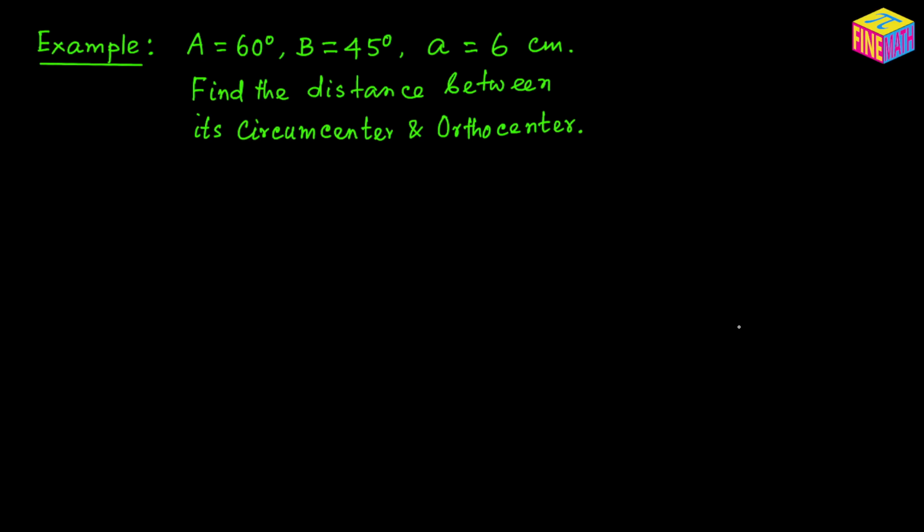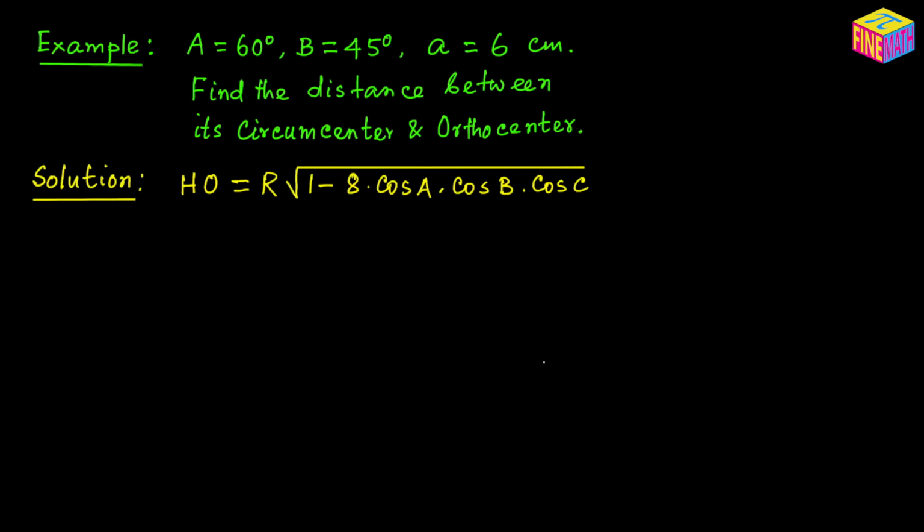Let's suppose we have an example like this. For a triangle, we have been provided with two interior angles. Angle A is equal to 60 degrees, angle B is equal to 45 degrees, and the side length a has been provided as 6 cm. And we have to find the distance between its circumcenter and orthocenter. So how are we going to solve this problem? Well, we know that the distance between circumcenter and orthocenter is denoted like this: r times square root of 1 minus 8 times cosine of a times cosine of b times cosine of c.